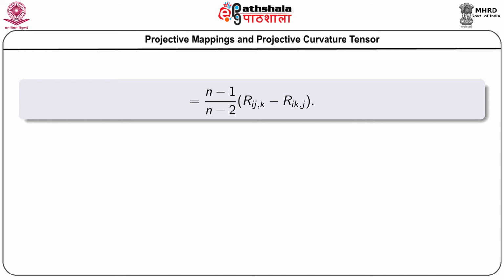Now, actually this expression is used in the previous one to prove the Bianchi's second identity for the contravariant projective curvature tensor.